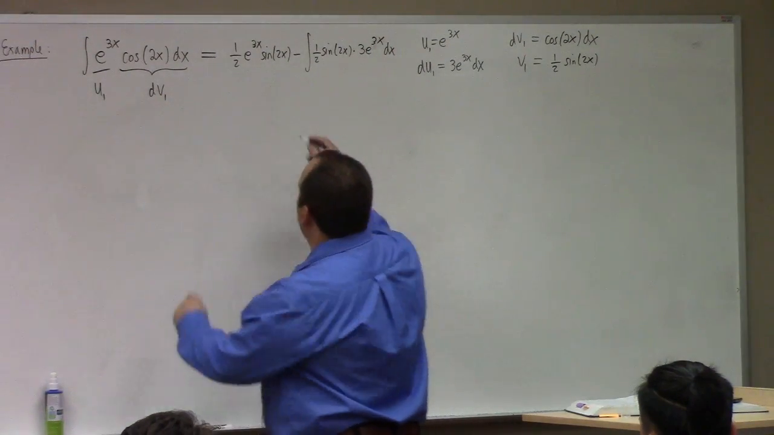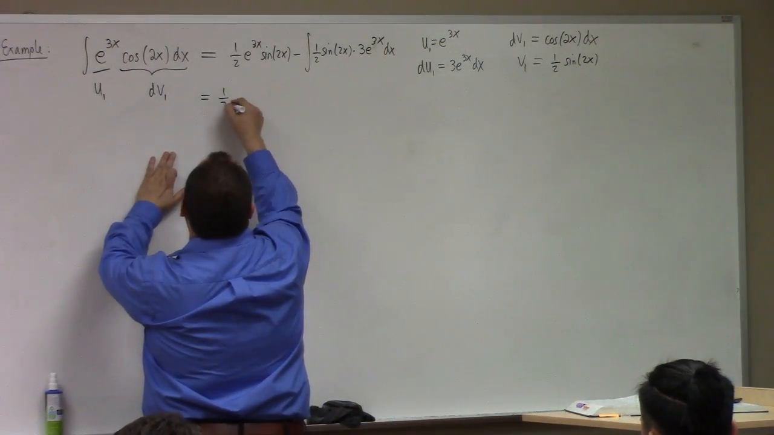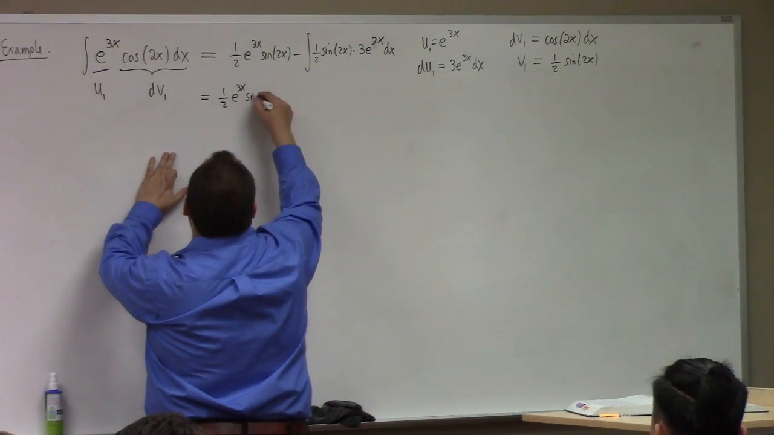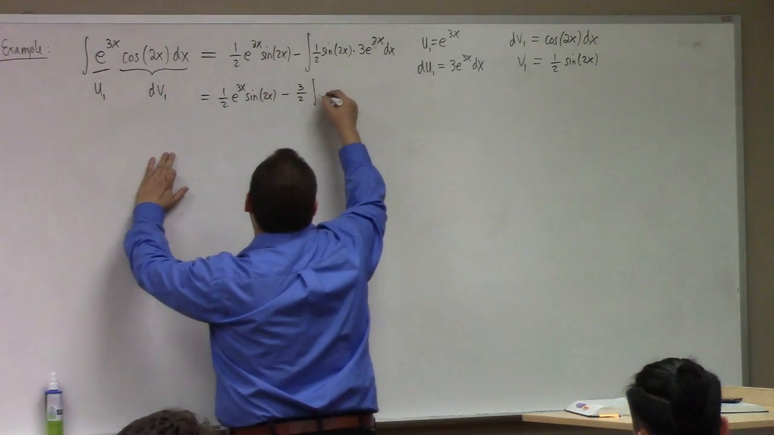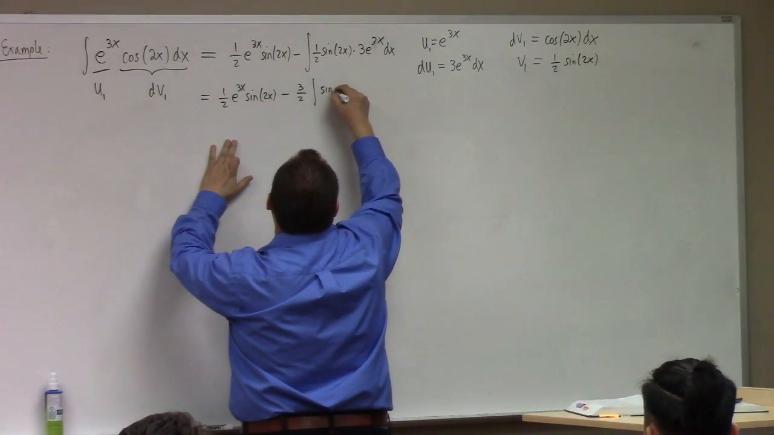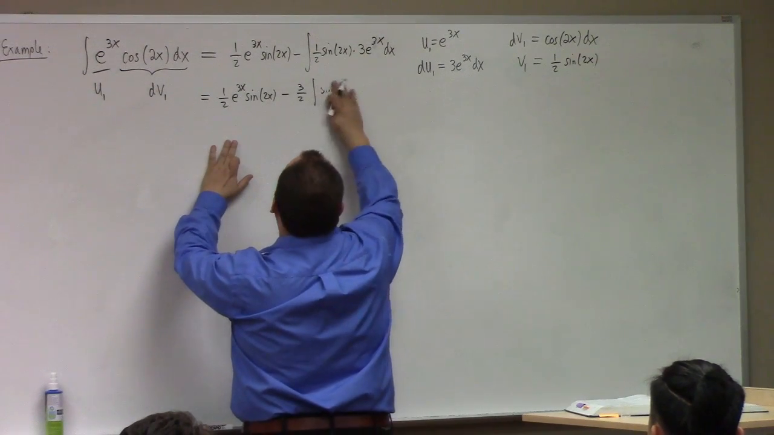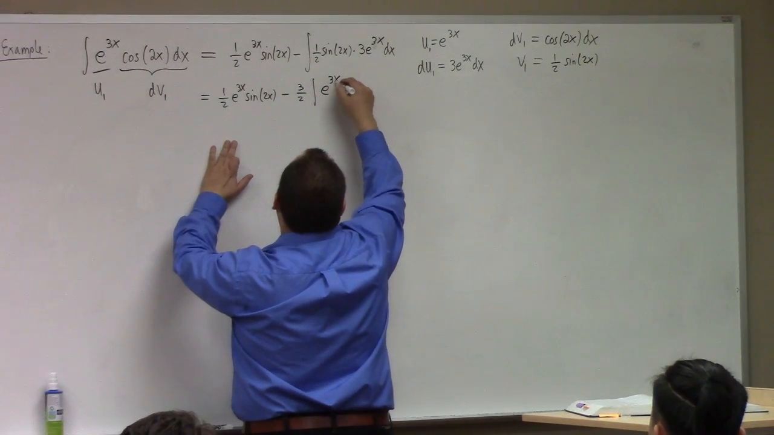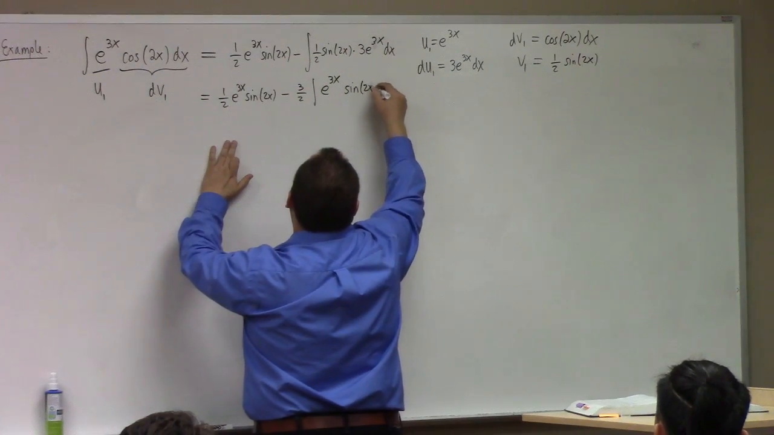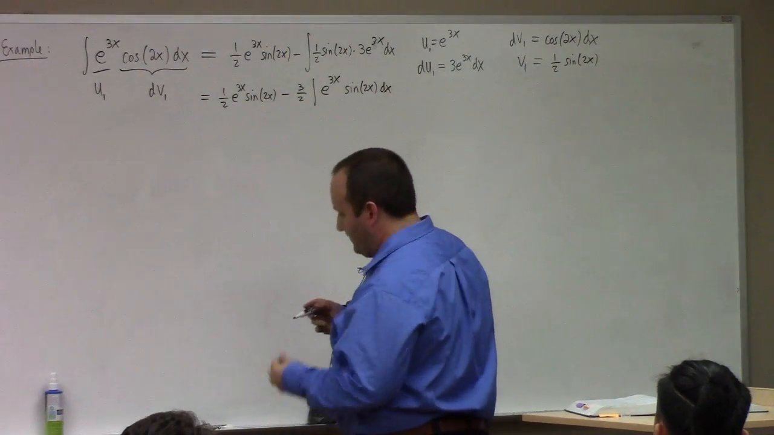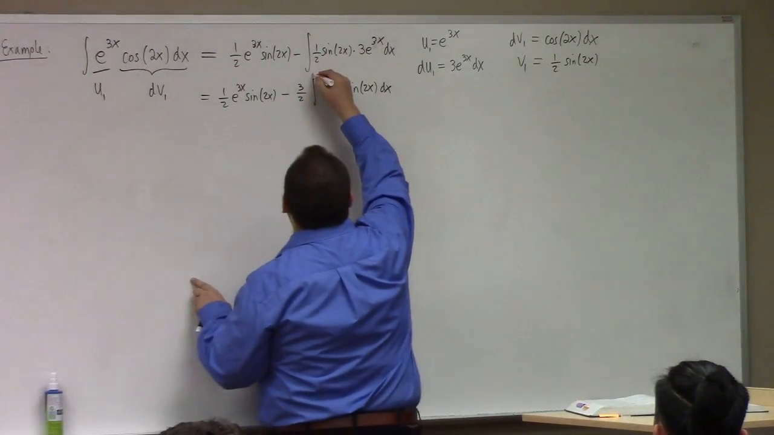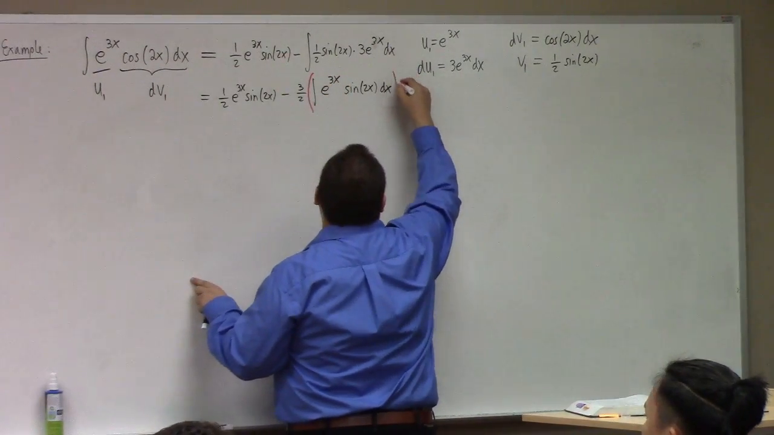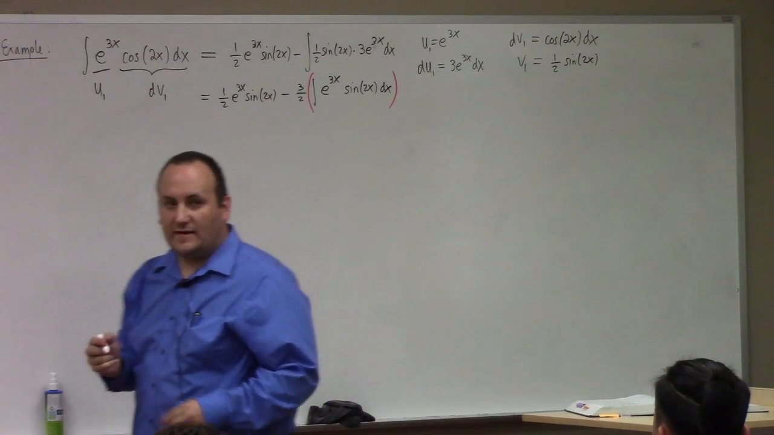All right. I'll clean that up just a bit before I go on. So I've got 1/2 e to the 3x sine of 2x, minus 3/2 the integral of, let me write it in the same way I did before, e to the 3x sine of 2x dx. Parentheses are your friends. You should use them. They will help you if you pay attention to them. So I'm going to put parentheses here. I'm going to apply integration by parts the second time inside those parentheses.